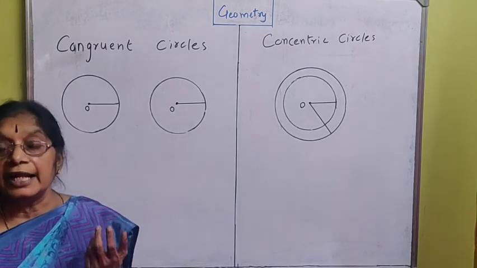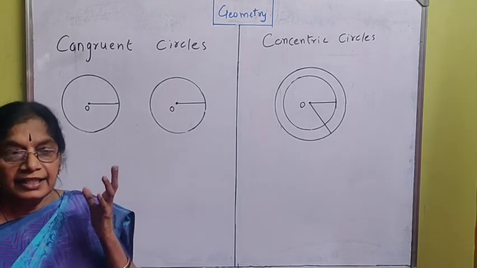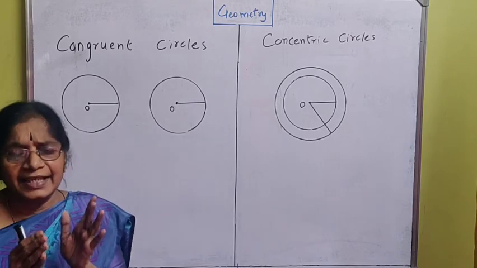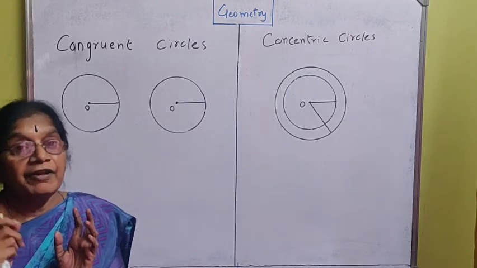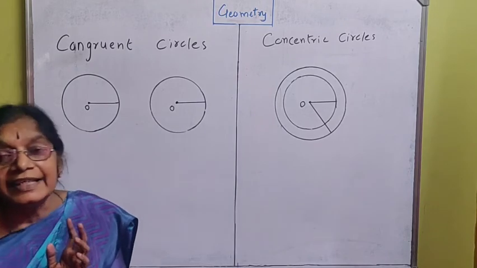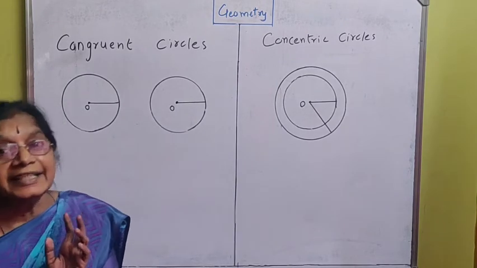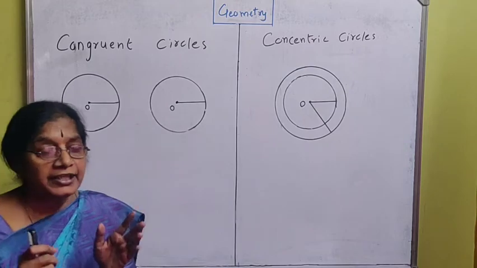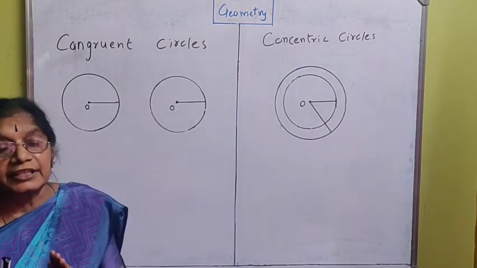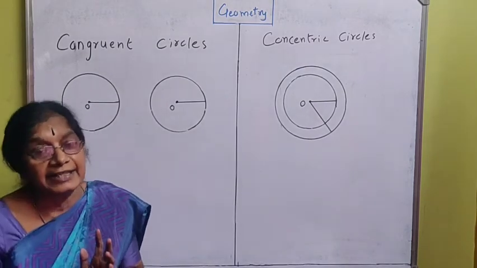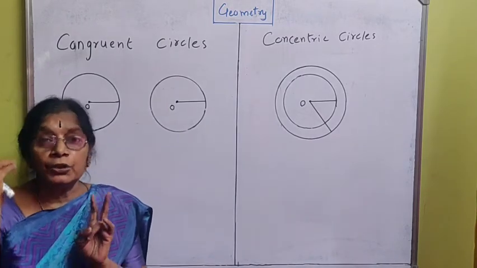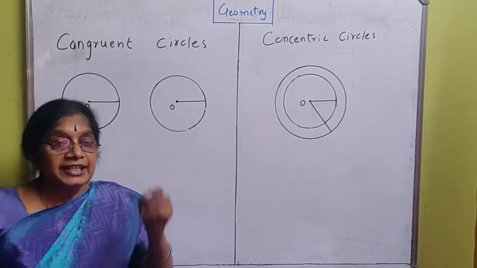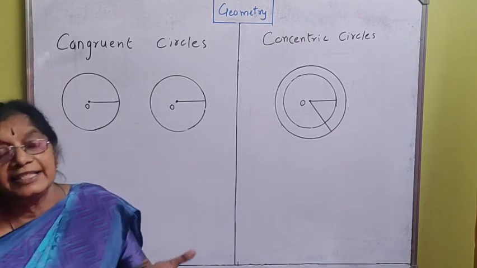Yesterday we saw regarding tangents, that is how the tangents are drawn when a point is on the circle and when a point is outside the circle, and how many tangents can be drawn. So we saw that when the point is on the circle, we can draw only one tangent. When the point is outside the circle, we can draw two tangents. And when the point is inside the circle, no tangent can be drawn.